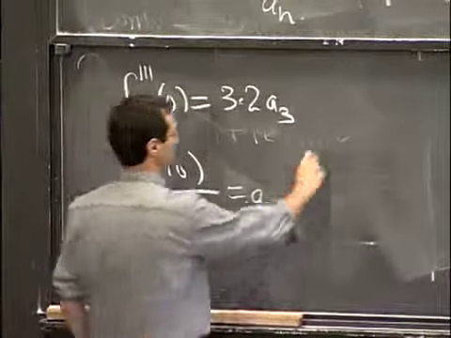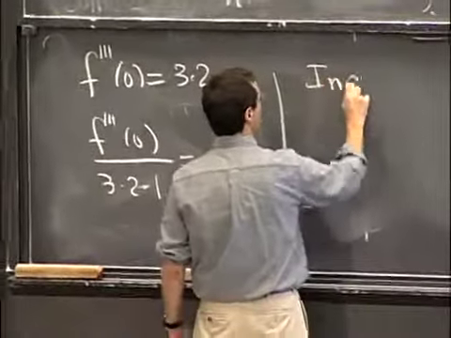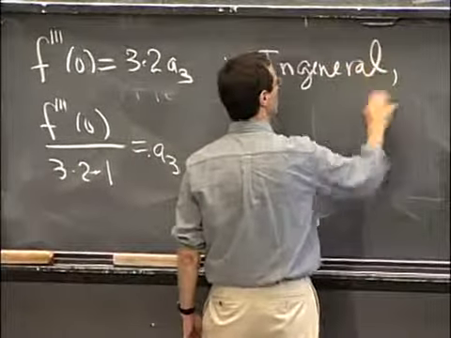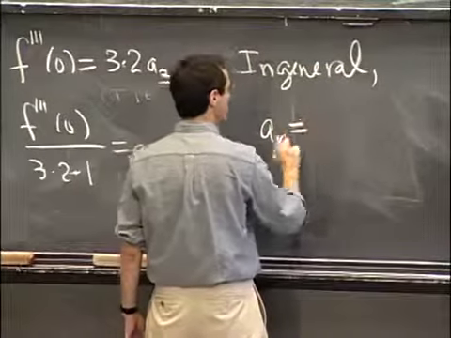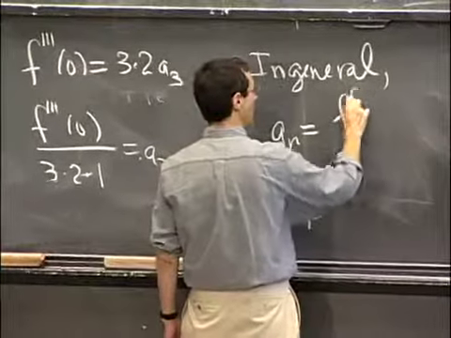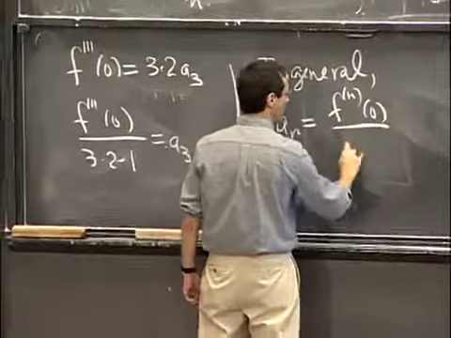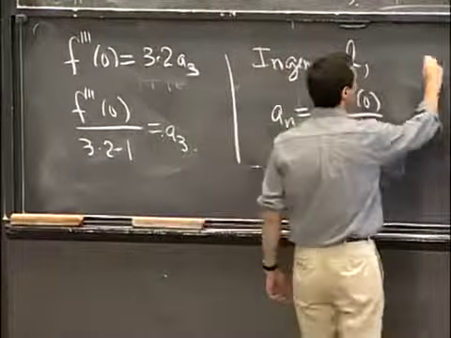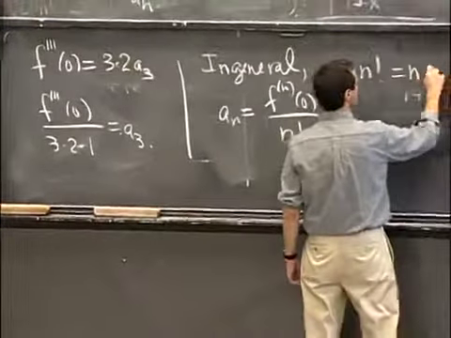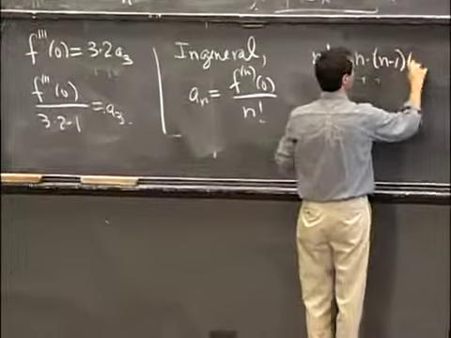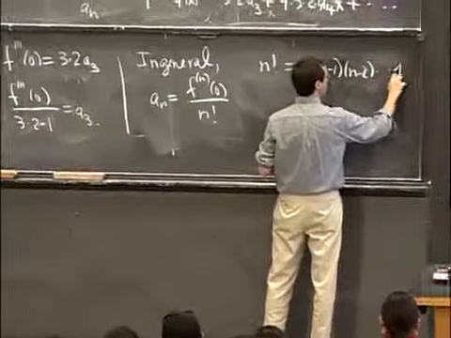And in general, an is equal to f nth derivative divided by n factorial. And of course, n factorial, I remind you, is n times n minus 1 times n minus 2, all the way down to 1.